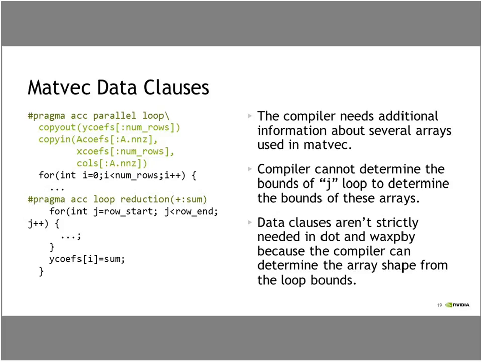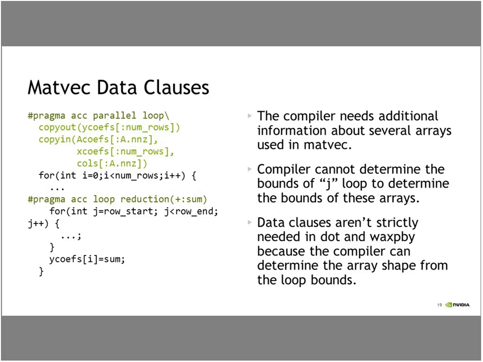X coefficients, this is our vector structure, and similarly, it has its own marker, and that is num rows. So start at 0 and copy num rows elements. And cols is another matrix, so again, it's the number of non-zeros. So I've given my arrays shape. Now the compiler understands how to treat these arrays, since it couldn't figure it out for itself.